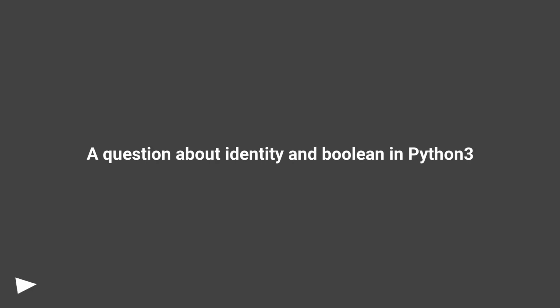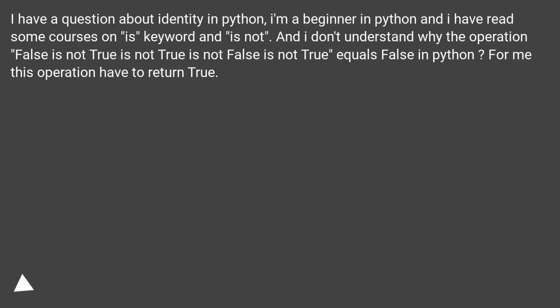A question about identity and boolean in Python 3. I have a question about identity in Python. I'm a beginner in Python and I have read some courses on the is keyword and is not. And I don't understand why the operation False is not True is not True is not False is not True equals False in Python. For me this operation has to return True.